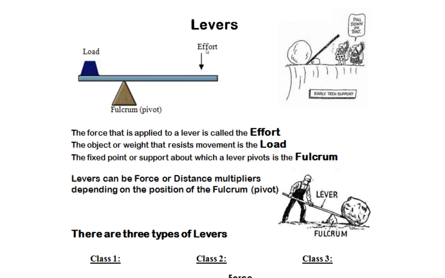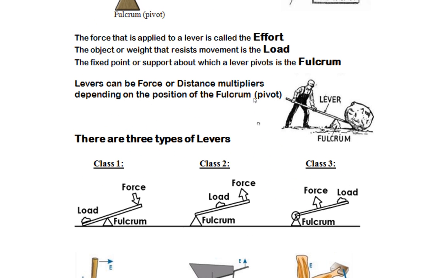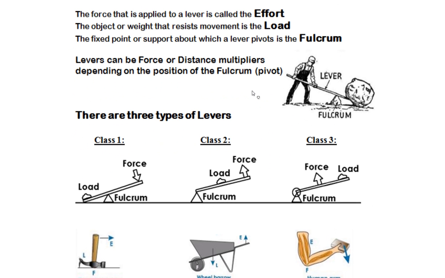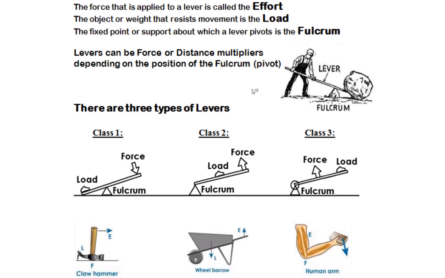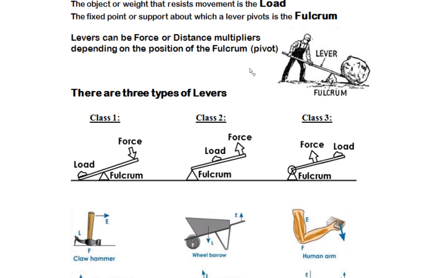So we put in an effort force here, there's a load force here. This is us pushing down, this is the weight of the object pushing down, and the fulcrum. So the effort, the load, and the fulcrum. Levers can be either distance multipliers or force multipliers, depending on the position of the fulcrum. They can be either. So let's have a look at a couple of examples. Alright, so these are our three types of levers, and you don't have to memorize the types for your test or anything, but let's have a bit of a look.